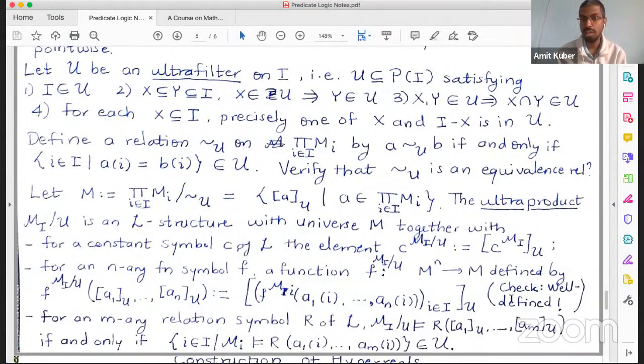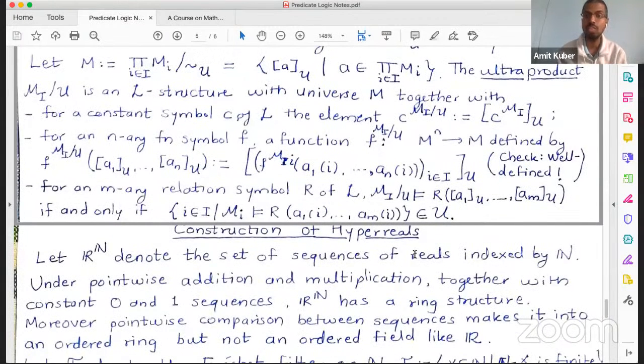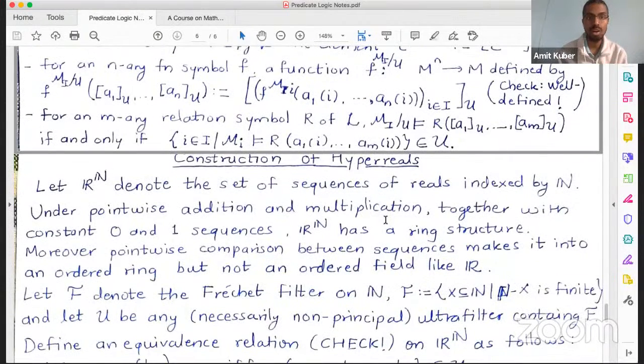I wanted to give you an example of a construction of ultra products, and therefore I talked about hyperreals. This is a commonly studied construction of ultra products in mathematics.